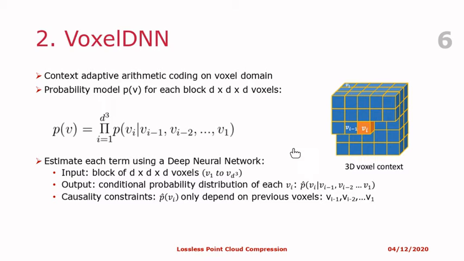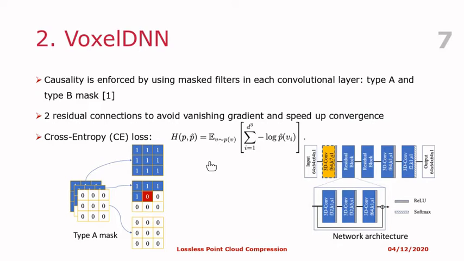And so our network has a constraint where the current voxel only depends on the previous voxel. This is the well-known causality constraint. We enforce the causality constraint by using a mask filter in each convolutional layer.